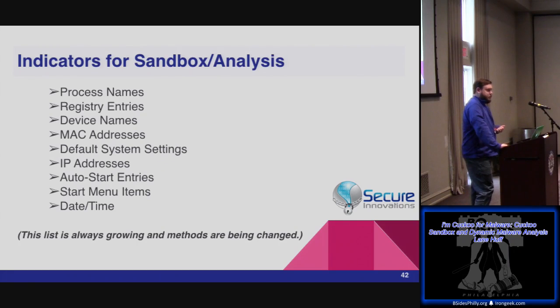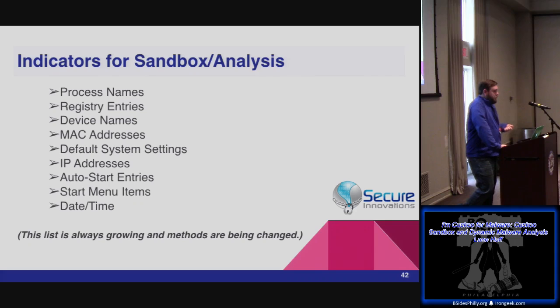They detect your process names. Do you have vboxtray.exe running in there? Registry entries. If you install any of these tools, they have a whole set of registry keys that are associated with them. Device names. VMs have VirtualBox and VMware, and all these have standard device names. CPU IDs that are associated with them.